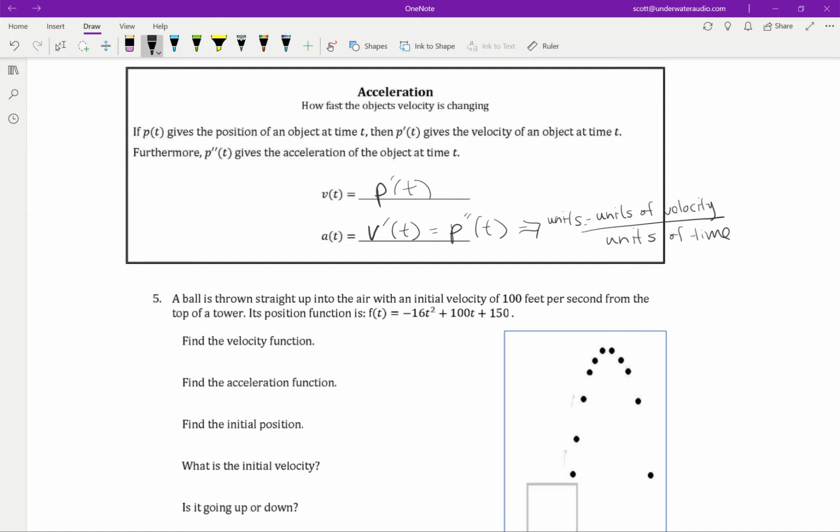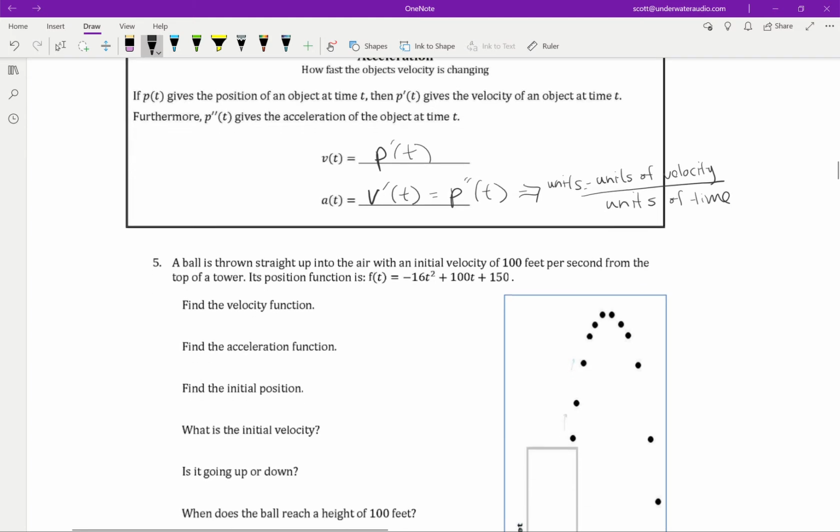Cool. So number 5, a ball is thrown straight up into the air with an initial velocity of 100 feet per second from the top of the tower. Its position function is given by negative 16 t squared plus 100 t plus 150. Find the velocity function. Okay, so I need the derivative of position. So that's going to be f prime of t.